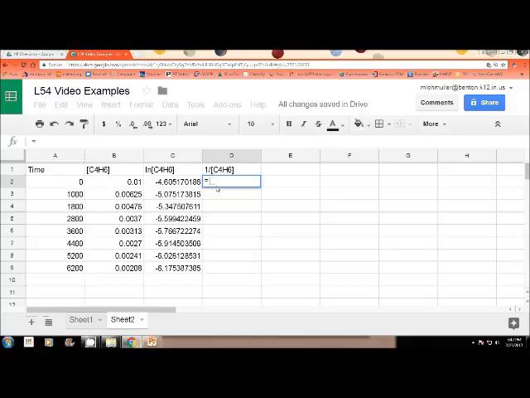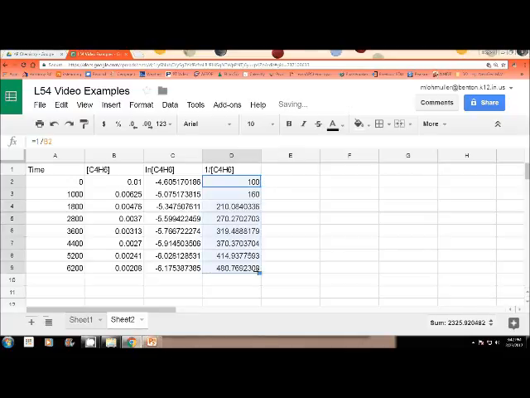And then for the other one, the inverse, all you have to do is hit equal sign and then 1 divided by, and go back and click your B column, okay? And hit enter. And then drag down to fill it in. And all that math is done for you. So now let's graph, okay?